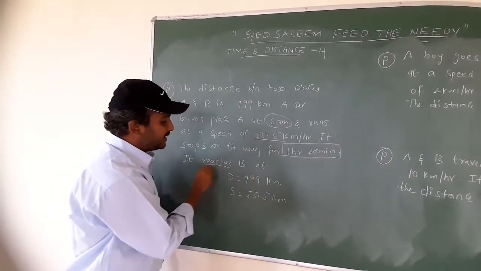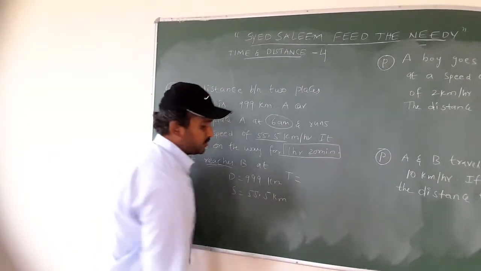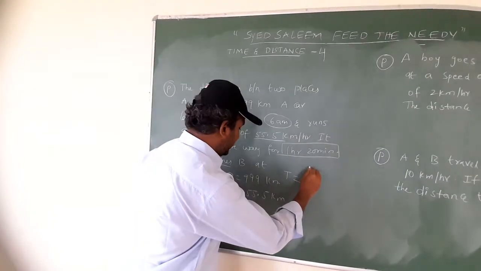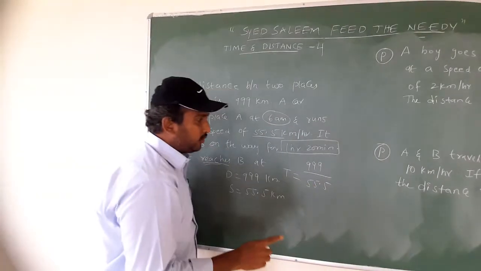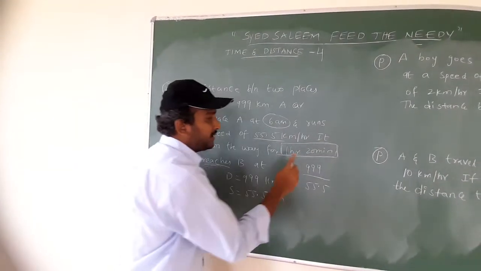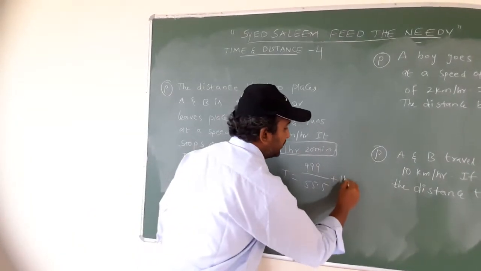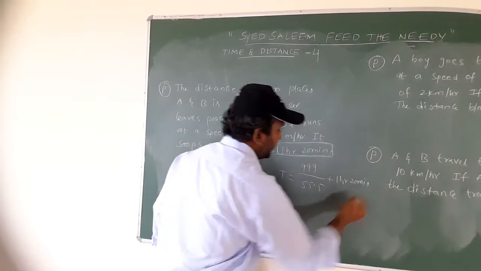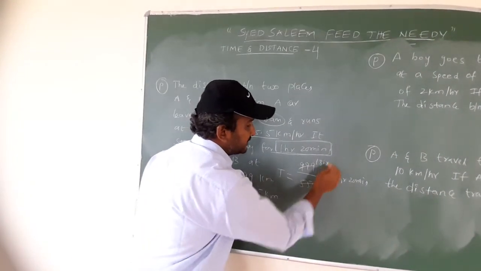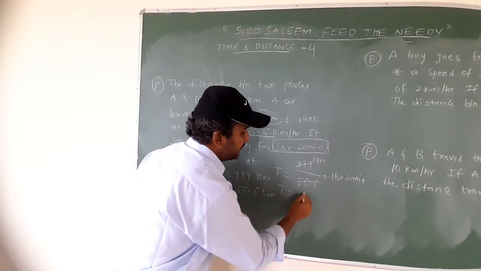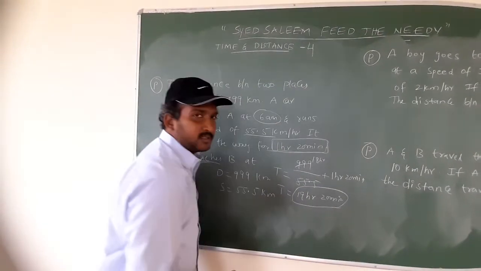It reaches B at, that means we have to find out the time. Is it clear? Time is equal to distance by speed. What is the distance? 999 divided by 55.5. But don't forget, we have to consider the stop also, therefore plus 1 hour 20 minutes. It comes to 18 hours, then 18 hours plus 1 hour 20 minutes, totally 19 hours 20 minutes. But don't forget, the options are in terms of AM and PM.